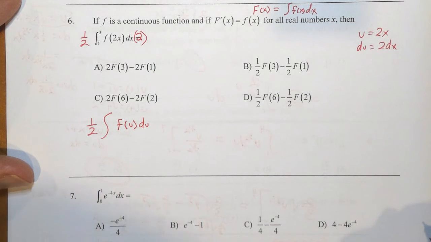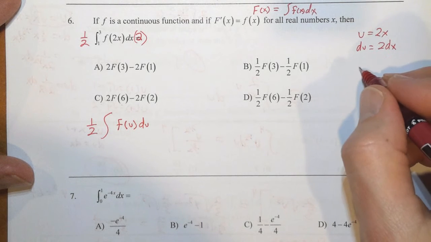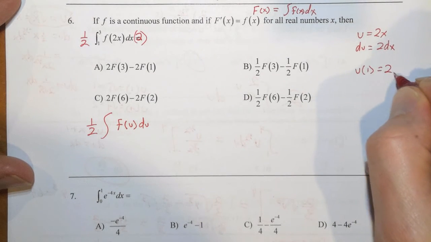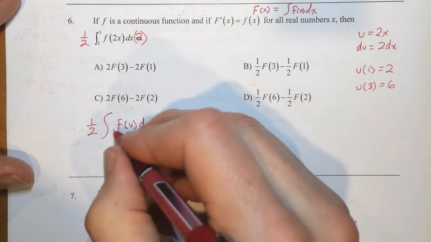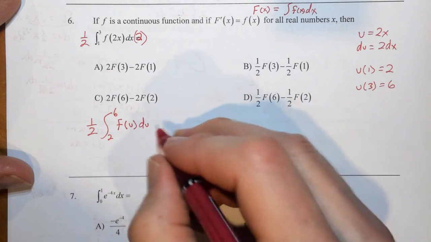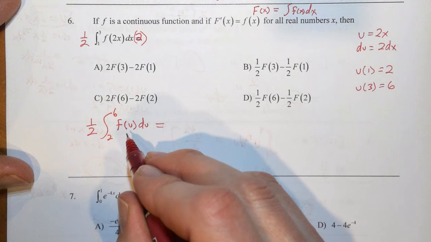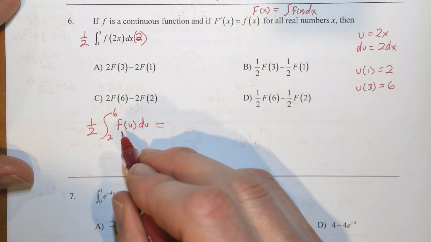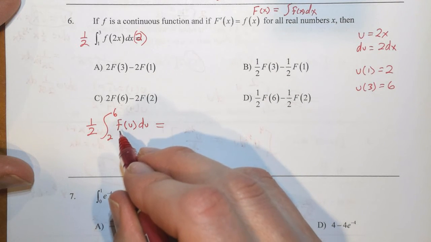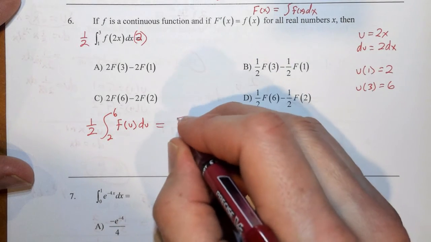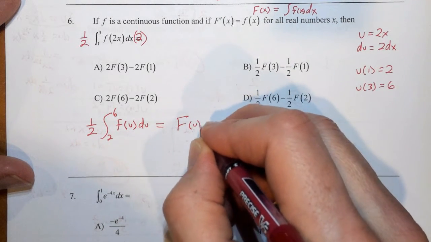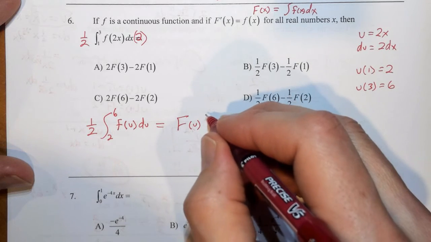As we did on the other page, we've got to change our bounds. Right? We've got to plug in 1 and we've got to plug in 3. So our new bounds are 2 and 6. All right, so what happens here? We're going to solve this definite integral, which means the first thing we do is take the antiderivative of little f. Up here, the antiderivative of little f is big F. So we've got big F of u. My goodness, I can't believe I'm writing that on the page.